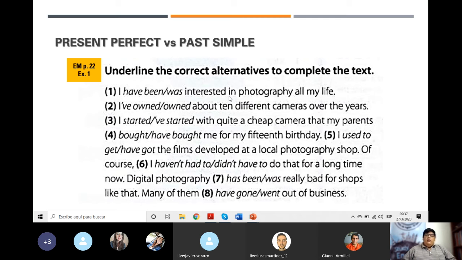Digital photography, Maria Jose. And digital photography was really bad for shops like that. Perfectly, okay, correct. Because it is referring to the past, okay? And the next one, Matías.